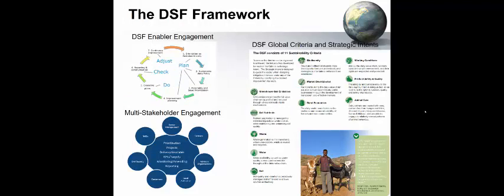DSF enabler engagement really is a process of continuous improvement with plan, do, check, and adjust, with radiating activities including orientation, policy development, materiality initiatives, which is where we are in the process today. In this description, then improvement, planning, executing plans, reporting and communicating, and continuous improvement adjustments across the 11 sustainability criteria that DSF has developed with this multi-stakeholder engagement.